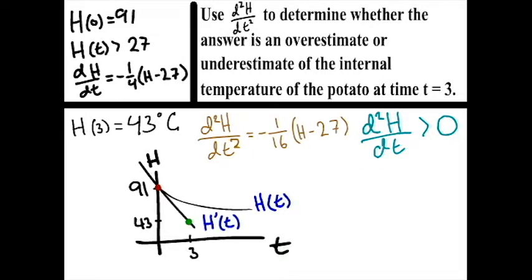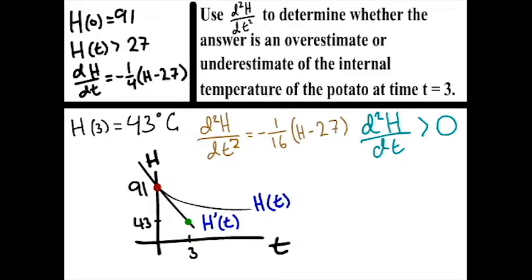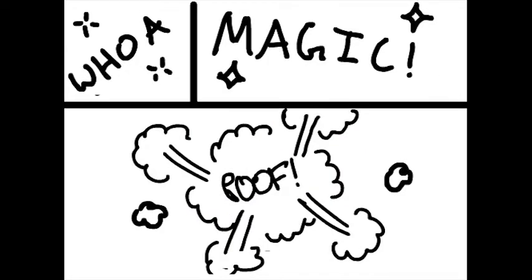And what does this look like? Here's the graph of h of t. Here's the graph of the tangent line of h of t. And then you can see that our point 43.3 falls under the graph of h of t, which means that our answer was an underestimate.